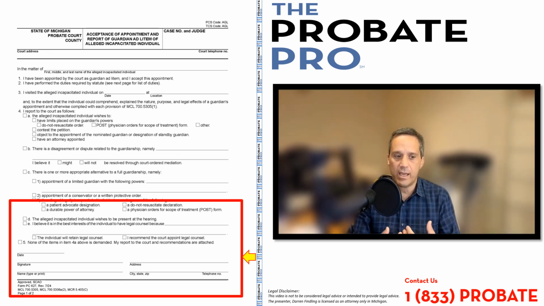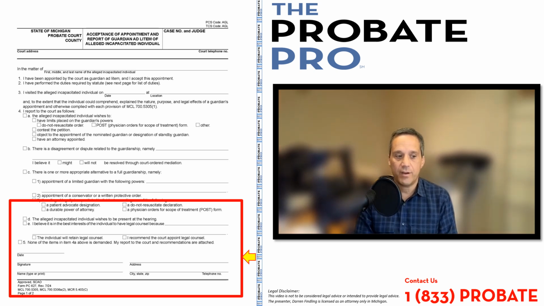And you can identify under paragraph E, it is believed in the best interest of the individual to have legal counsel, and you can identify the basis. Now, an example of the basis for legal counsel would be an objection to the appointment of a guardian and/or the nominated individual. Or you can identify whether the individual has expressed that they're intending to obtain their own legal counsel versus an appointed counsel through the court.